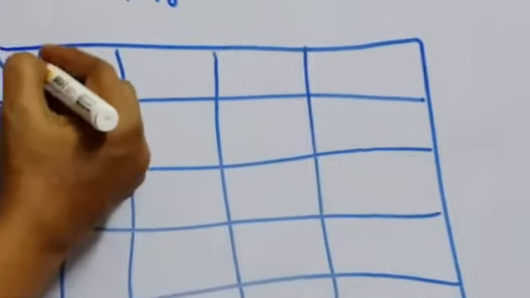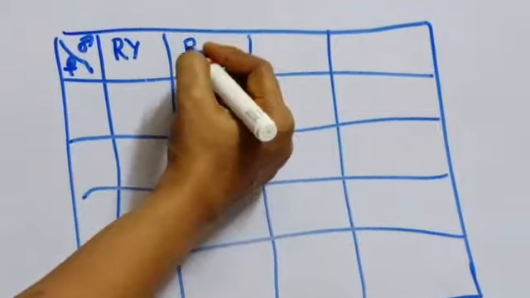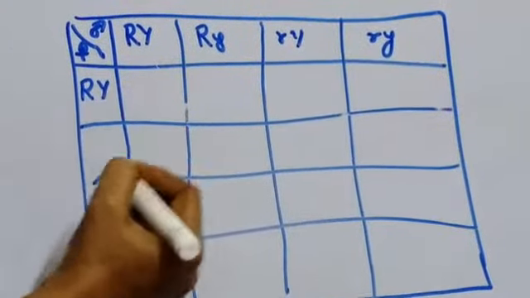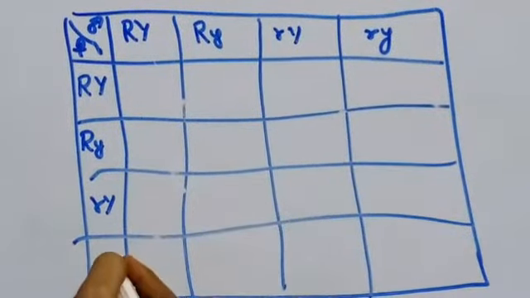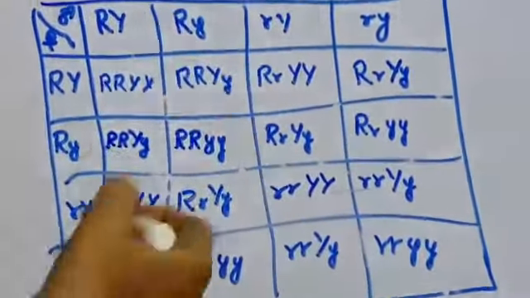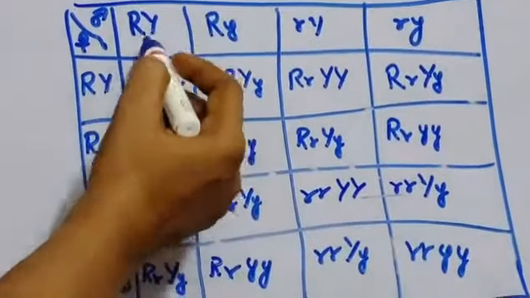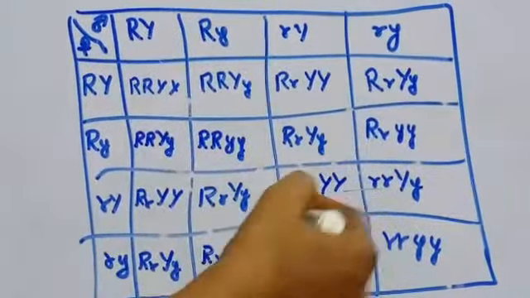See, this is a male and this is female. Now the gamete is capital R, capital Y, capital R, small y, small r, capital Y, then small r, small y. Same here, capital R, capital Y, capital R, small y, small r, capital Y, and then small r, small y. Now you see the checkerboard. This is male gamete and this is female gamete. And the offspring which we got are given in this square. So we'll see now.